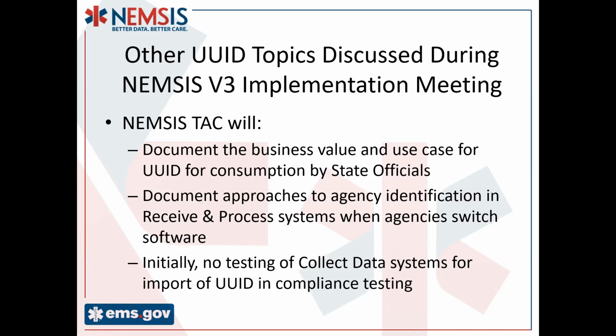The other item that we were asked to further work on was to provide some type of documentation that could indicate methods that could be implemented for future discussion among this group and other stakeholders as to how we might come up with a systematic way to maintain an agency identification within a receive and process system, even when an agency was to switch software.